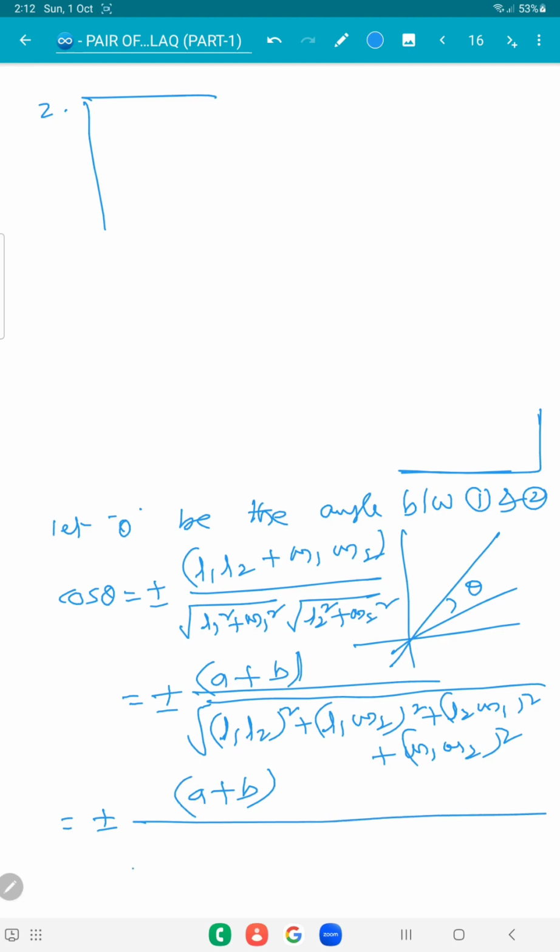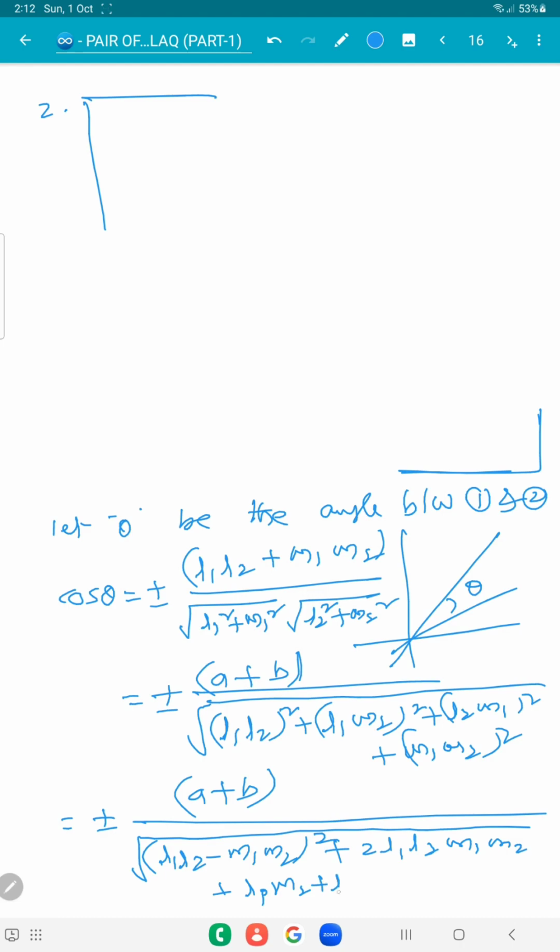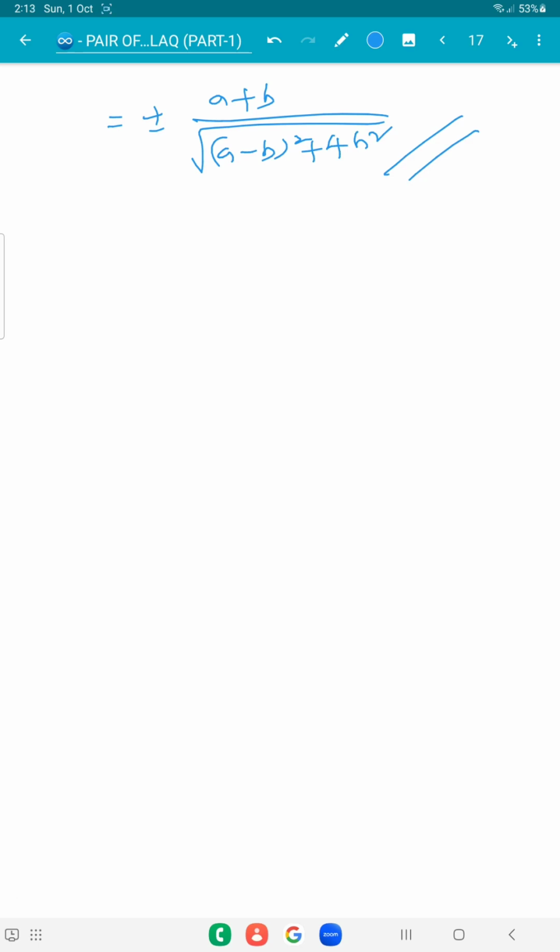Once check the previous question. I am writing this one as (L1 L2 minus M1 M2) whole square plus 2 L1 L2 M1 M2 plus (L1 M2 plus L2 M1) whole square minus 2 L1 L2 M1 M2. These two get cancelled. So what will we get, sir? Here it is plus or minus (A plus B) by root of (A minus B) whole square plus 4H square. Done.